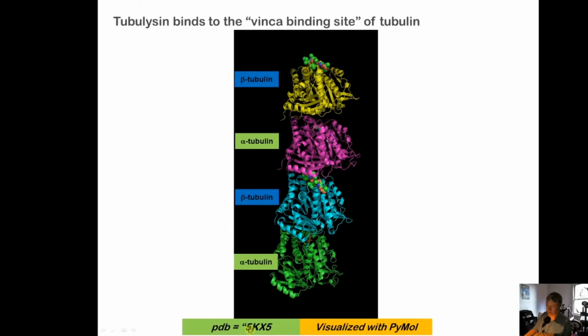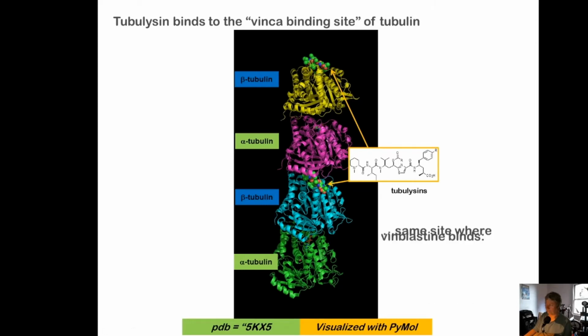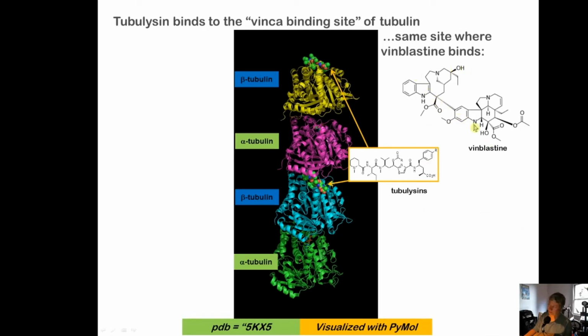And so this X-ray crystal structure is 5KX5. You should be able to visualize it yourself. There's tubulysin. I forgot which one they used in this example, but there's just this peptide protein interaction where it sits there, and this affects the mitotic spindle formation. And it's the same site where vinblastine binds, which is a pretty crazy different molecule, but apparently the receptor can accommodate both of these molecules.